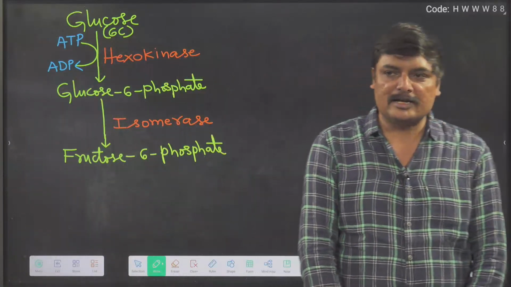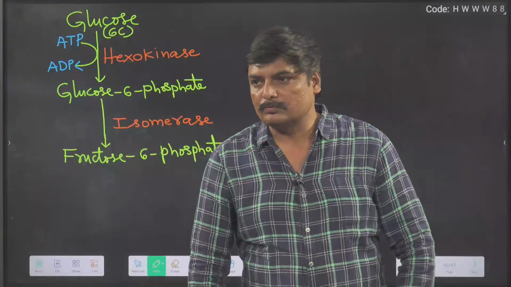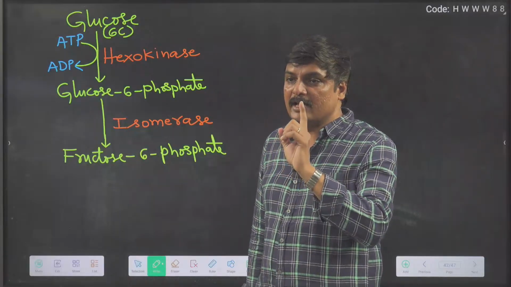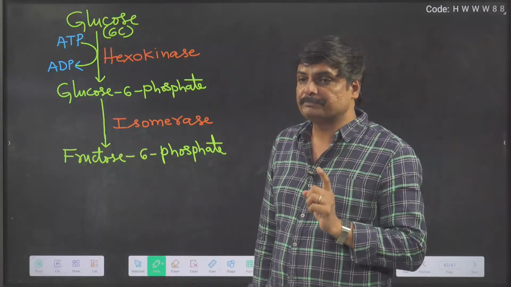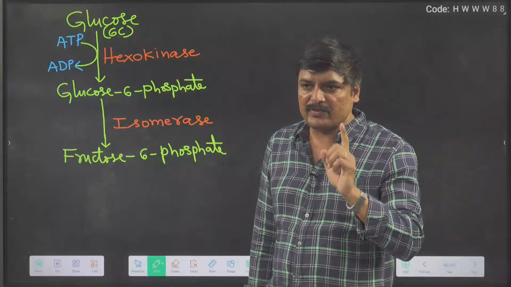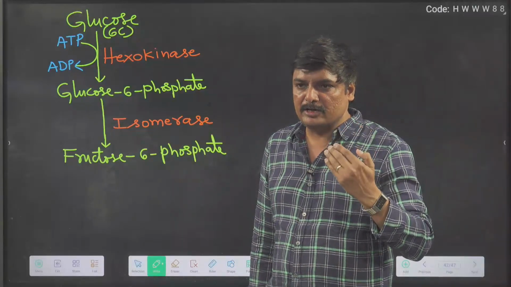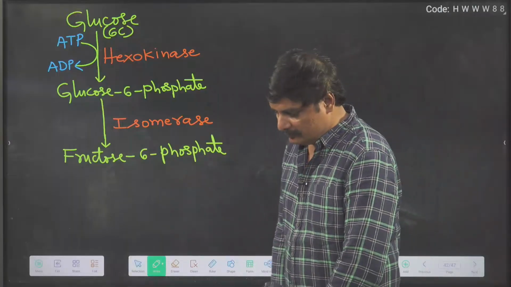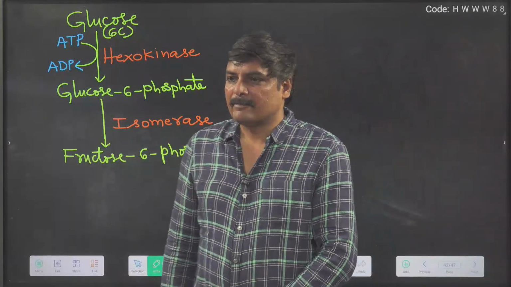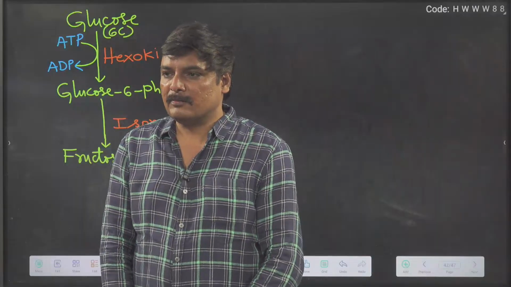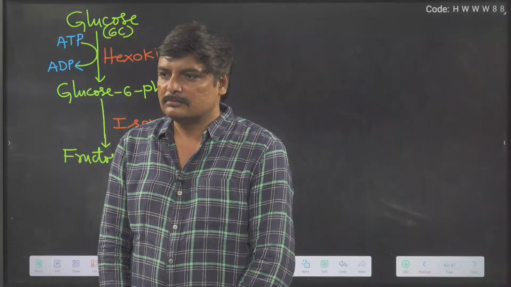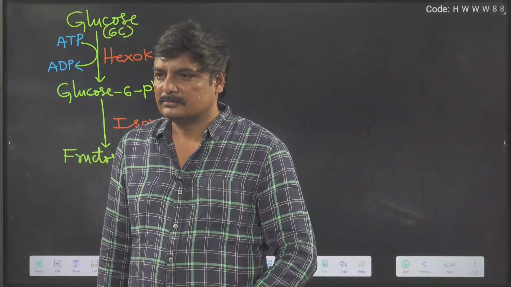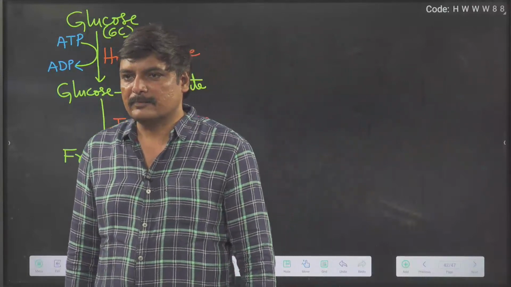Hope you understand the second reaction also. The second reaction name is isomerization. Glucose 6-phosphate is isomerized into fructose 6-phosphate. May I slow down? No. Okay, I will continue like this.